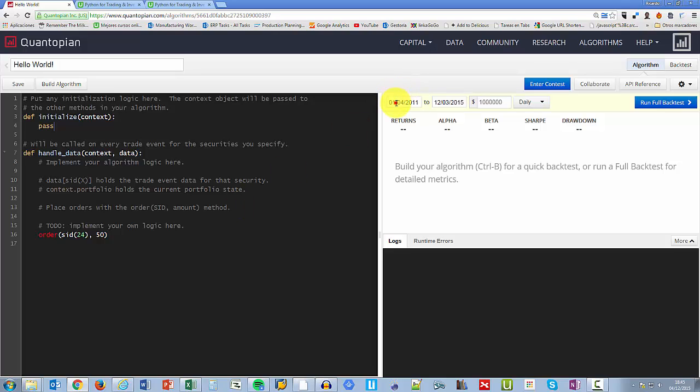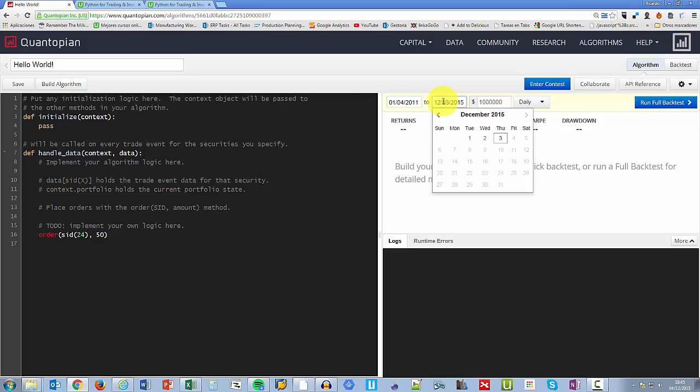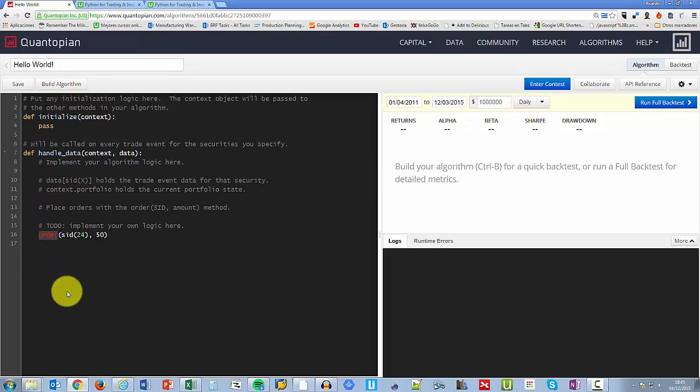Basically, here on the right we are going to define the dates, the from date from which we are going to test it, and the to date, and the quantity with which we are going to start. This is going to be cash until we start making orders, and in this case we are placing an order, and this is going to be how this code is going to be run. It's going to be daily. So each day, the system is going to go through our code and perform all the operations we put in here.